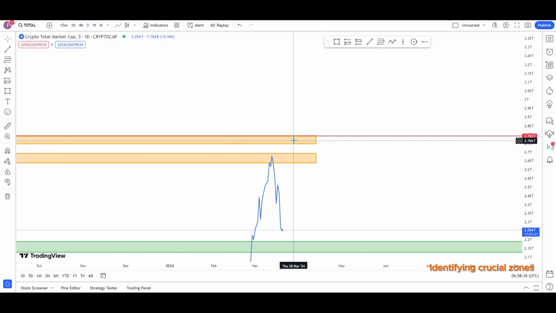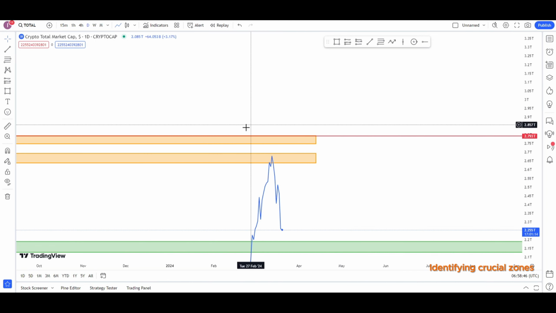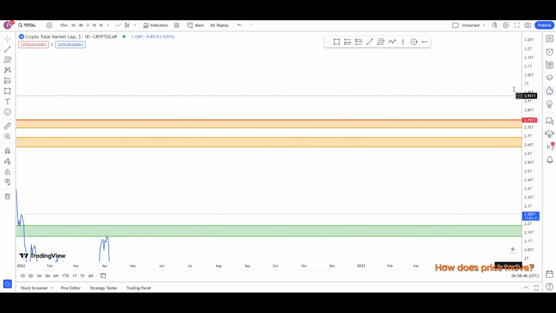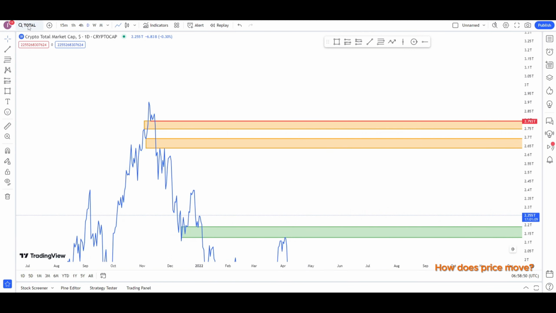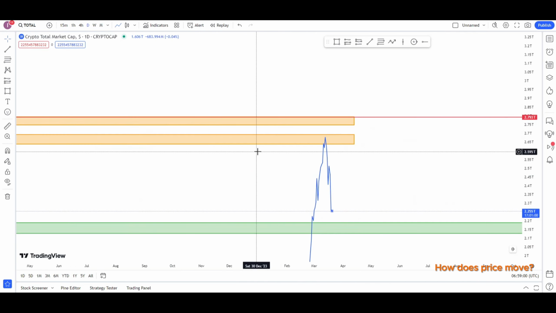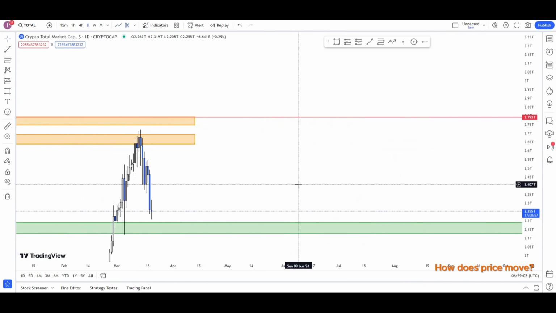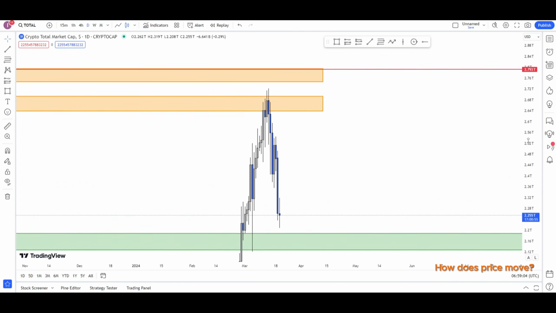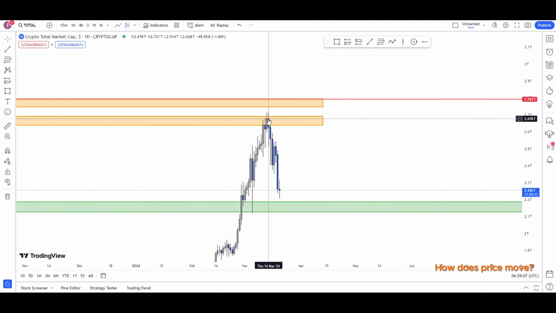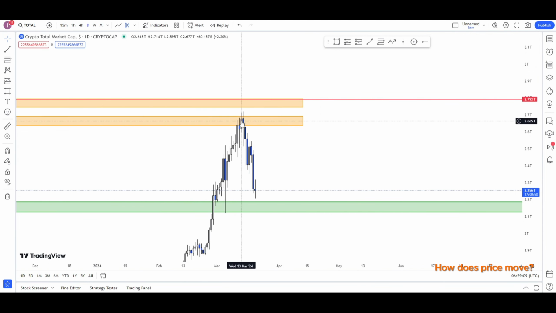So why did the market make a drop? Why did crypto drop recently? Here is why. Let's go back and look to the left at the total market cap. See these two zones, zone 1 and zone 2. The price of the total market cap went all the way up and made a U-turn at these zones. That's why zones are very, very important.